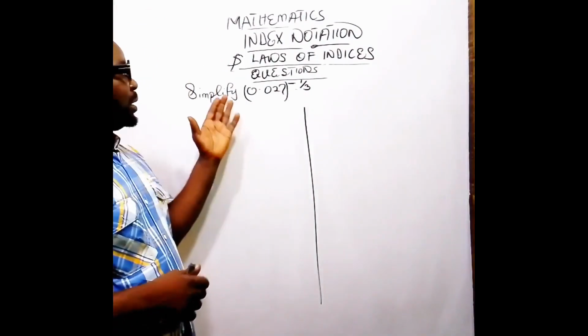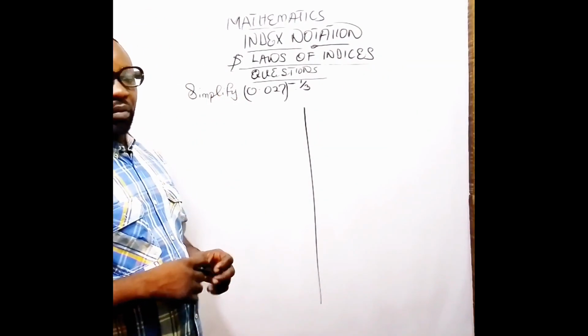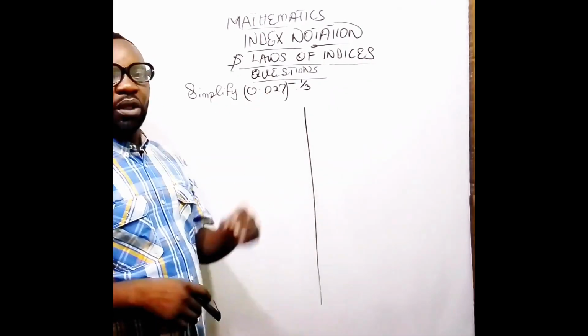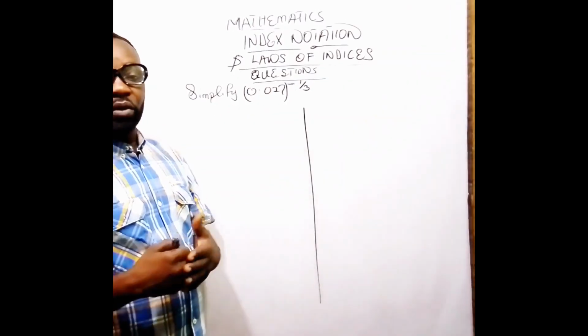We want to look at this question on laws of indices. The question says simplify 0.027 raised to the power of minus 1 over 3.